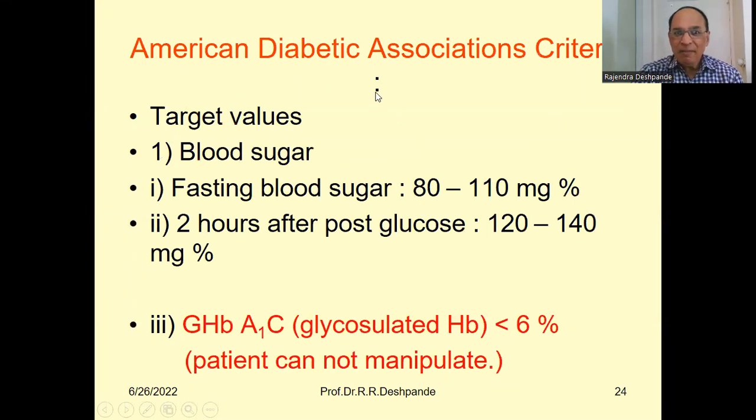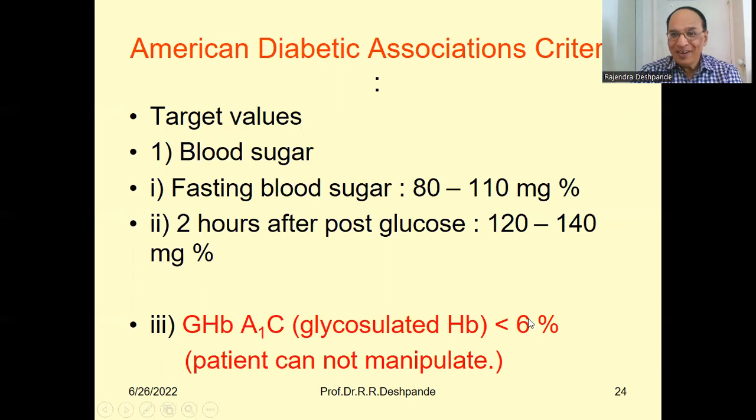Then American Diabetic Association criteria to diagnose diabetes mellitus. Fasting blood sugar between 80 to 110 milligram percent. 2 hours after post glucose, 120 to 140 milligram percent. And this is the most important, glycosylated hemoglobin should be less than 6%. The number should be less than 6.